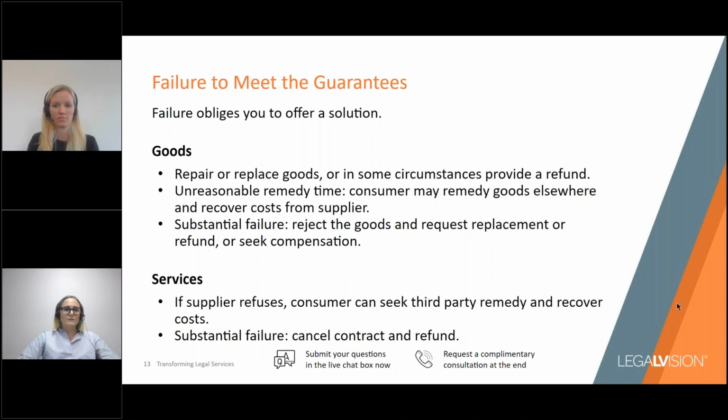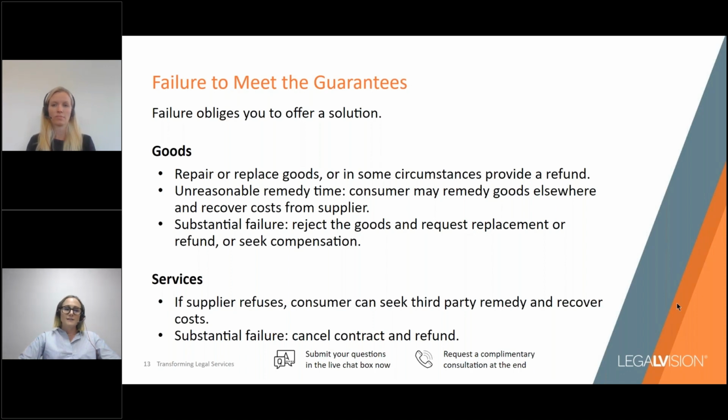If the supplier doesn't remedy the failure within a reasonable time, the consumer is entitled to take the goods and have them remedied elsewhere, and then recover the cost of doing so from the supplier. If the failure is of a substantial character, then a consumer can either reject the goods subject to certain conditions or obtain damages and compensation for any reduction in value of the goods below the price paid or payable by the consumer for the goods.